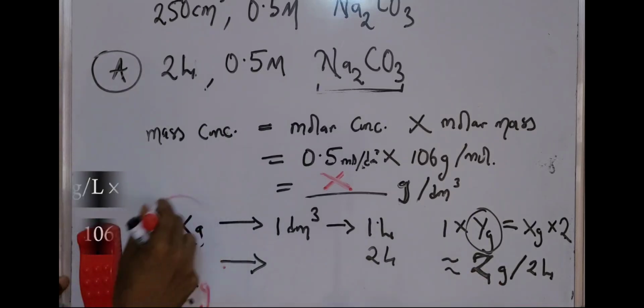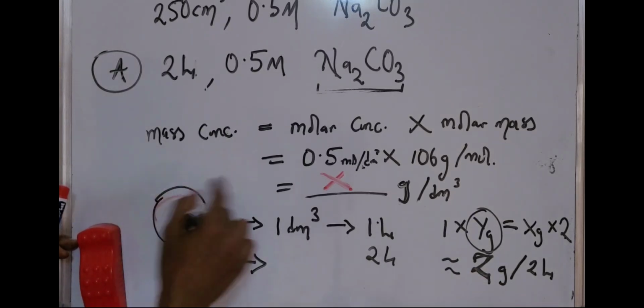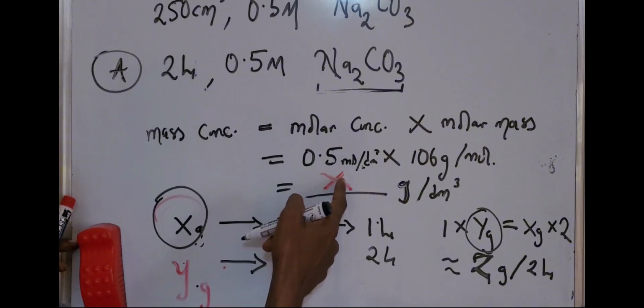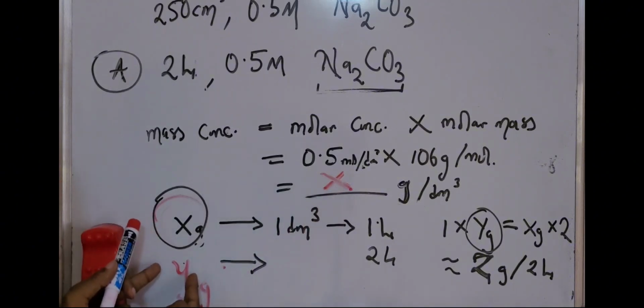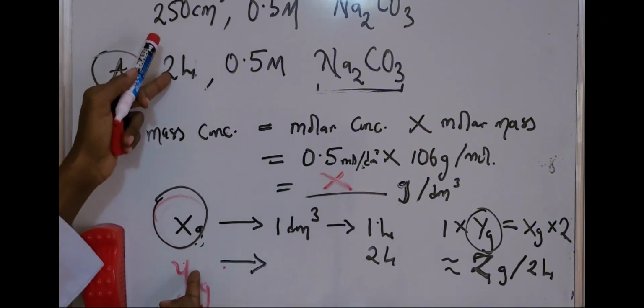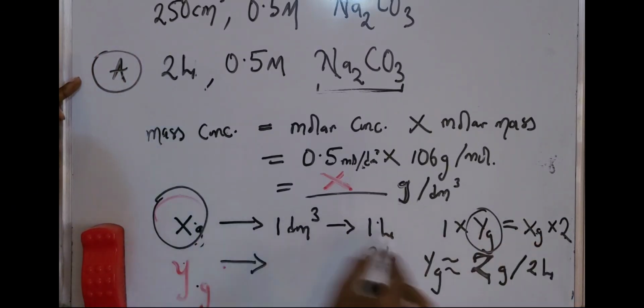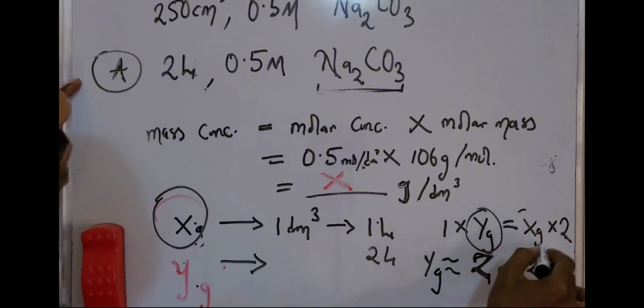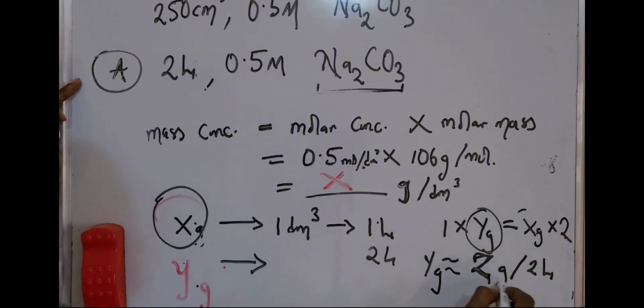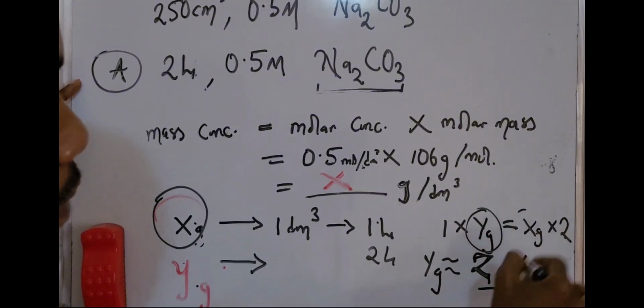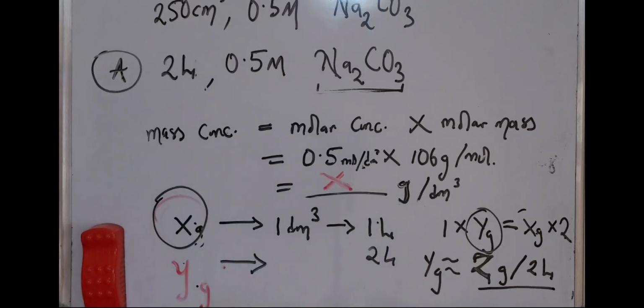This is a value you should have gotten from here, right? This is the unknown mass. We want to know how much will be in 2 liters, which is y gram here. So your x gram is a known value. So you multiply by 2, then you write it this way, per that volume. So this is basically how you get to solve this, all right?